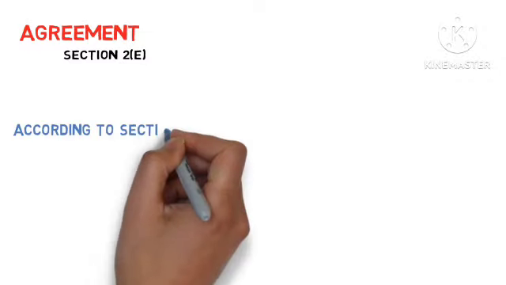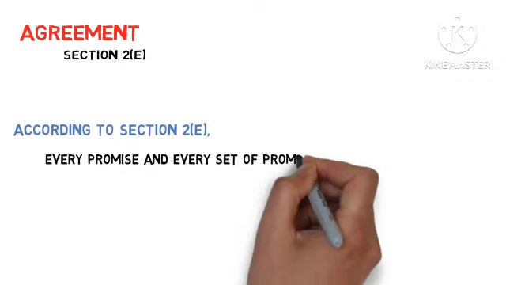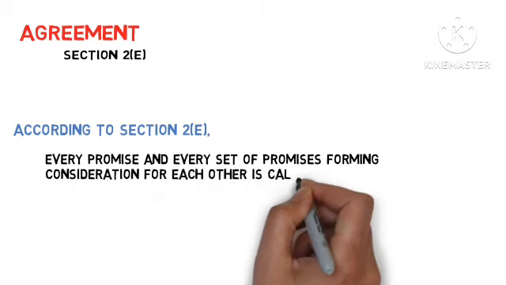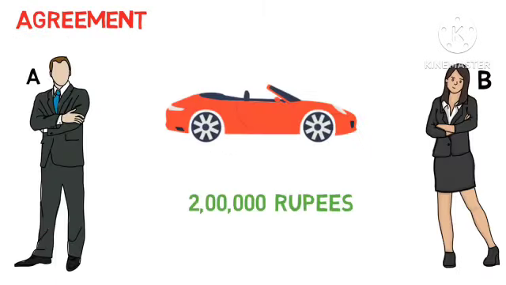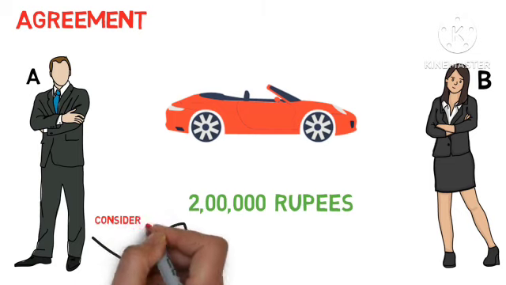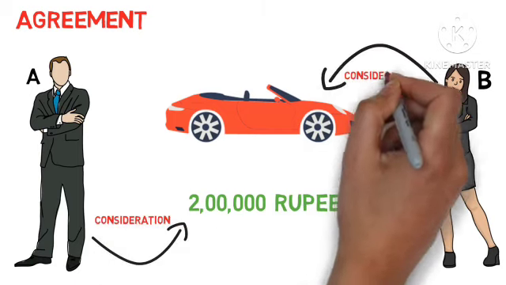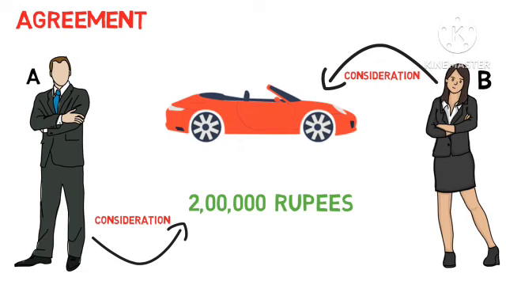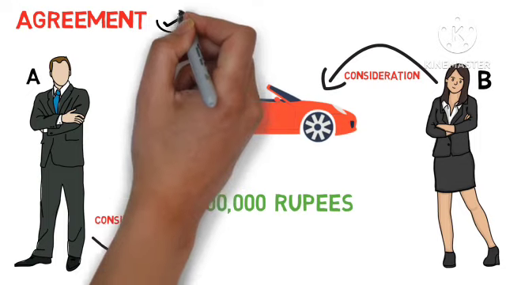Agreement is defined in Section 2(e) of the Indian Contract Act. According to Section 2(e), every promise and every set of promises forming consideration for each other is called an agreement. Here, A promised to B that he will sell his car to him for 2 lakh rupees, and B has promised A that he will purchase his car for 2 lakh rupees. So consideration for A is 2 lakh rupees and consideration for B is the car. This is how a set of promises forming consideration for each other becomes an agreement.